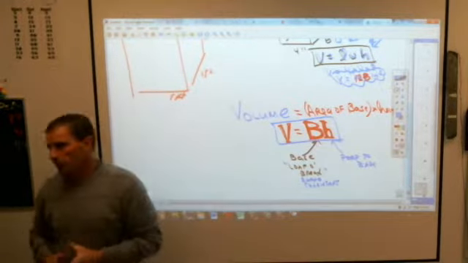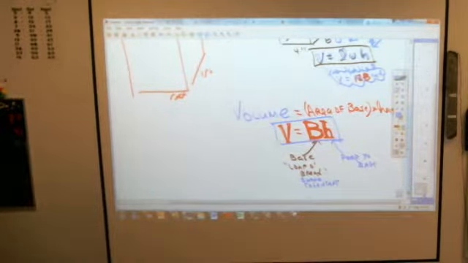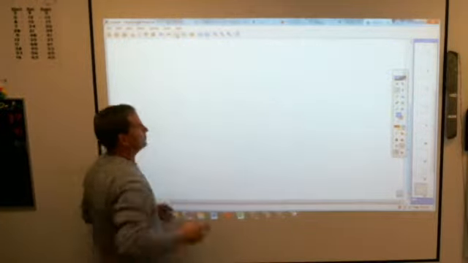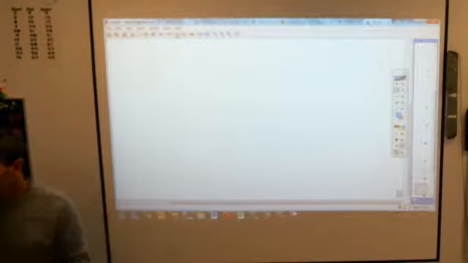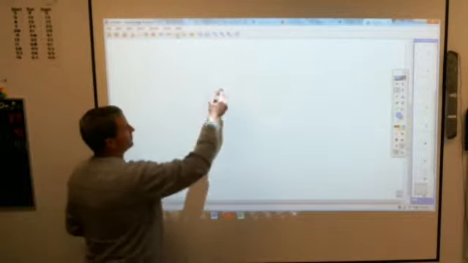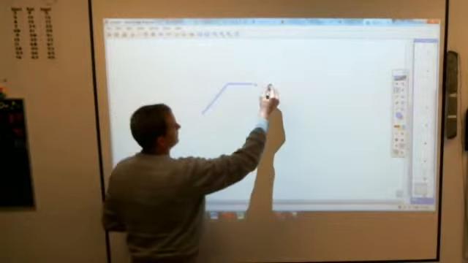Take a look at this shape. Here's where your 3-dimensional isometric drawing comes in. This is the shape I want you to draw. See what you can do with this.